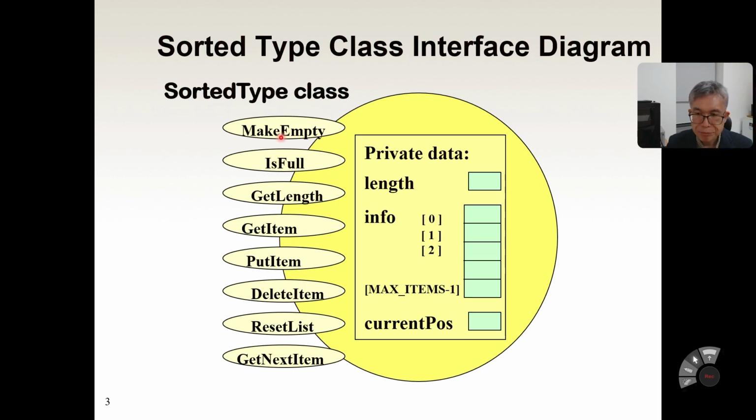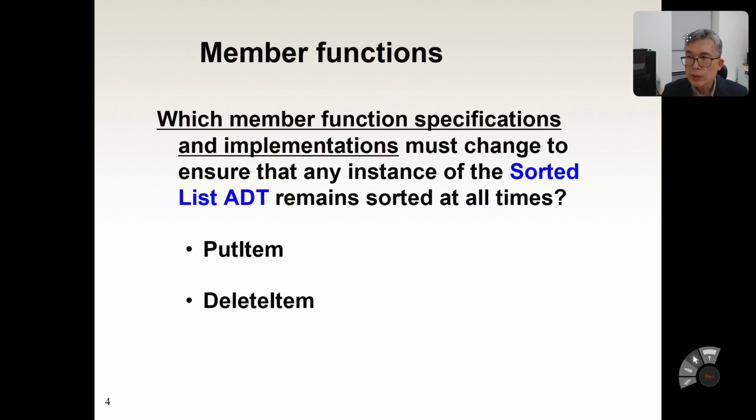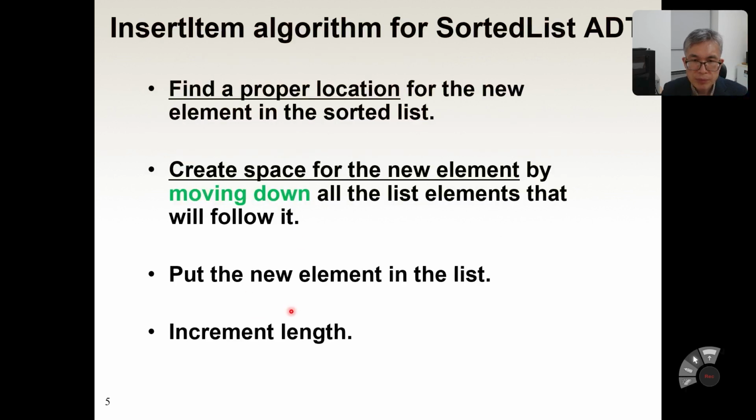Okay, the member functions. Which member function specifications and implementations must change to ensure that any instance or object of the sorted list ADT, abstract data type, remains sorted at all times? We have two functions, put item and delete item.